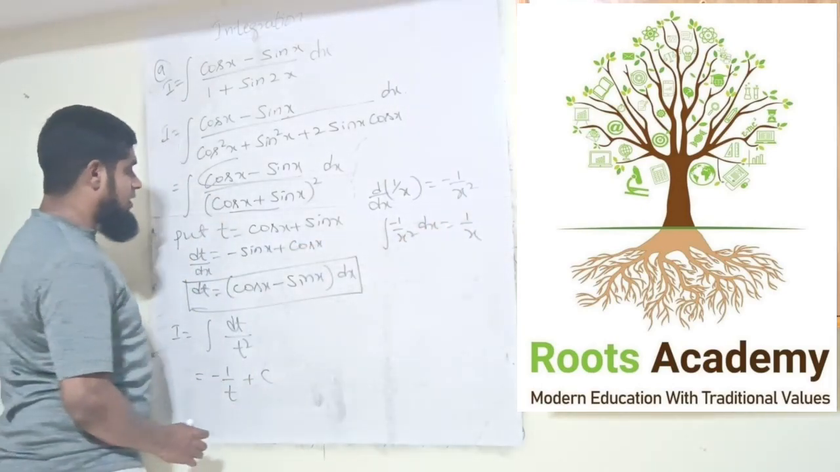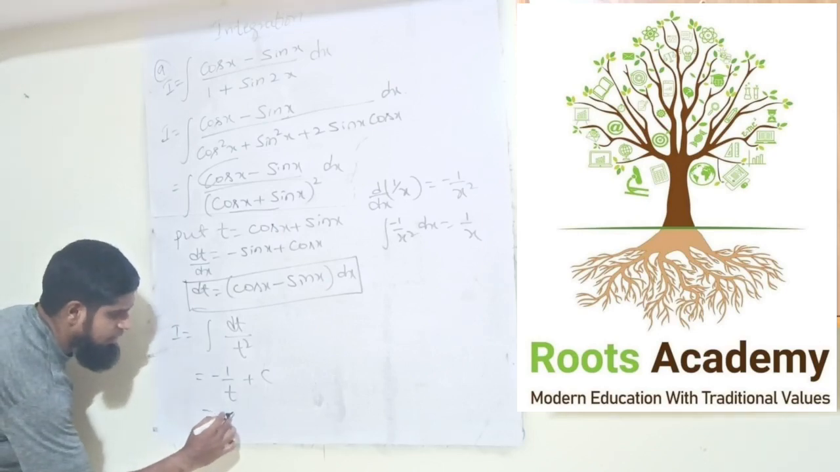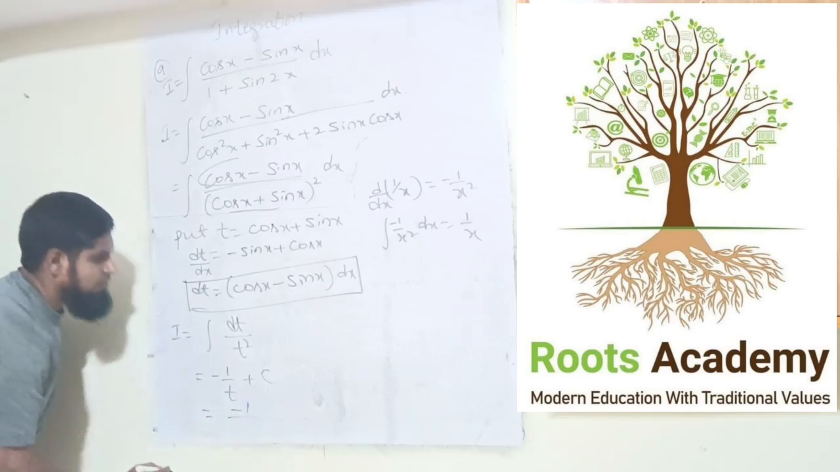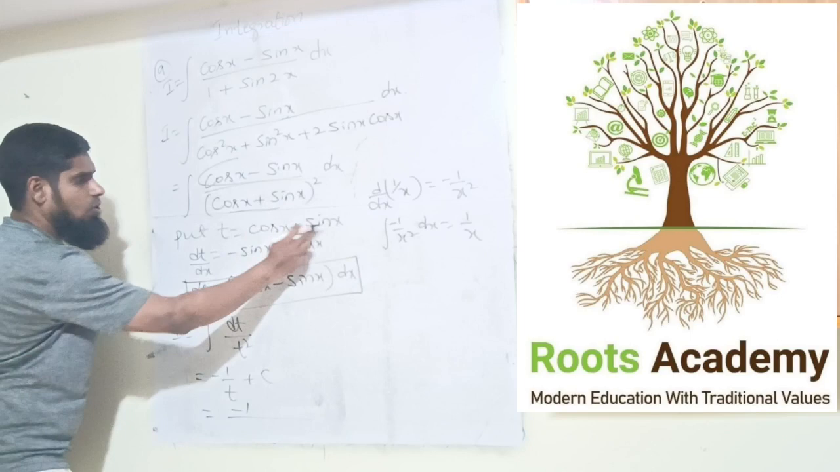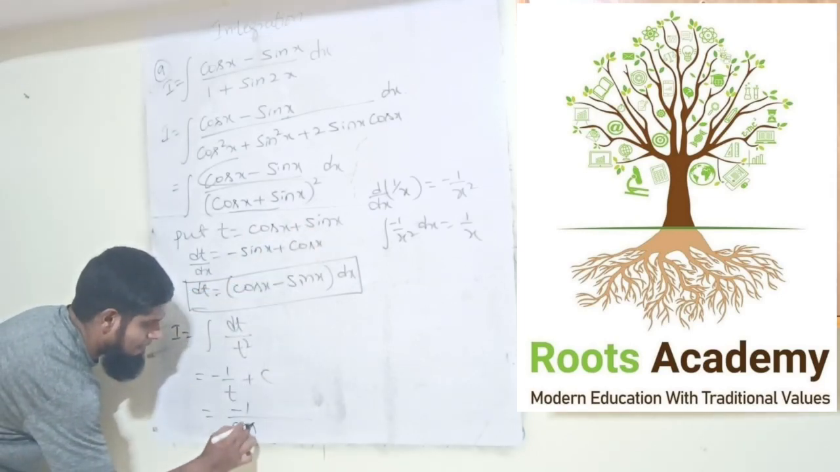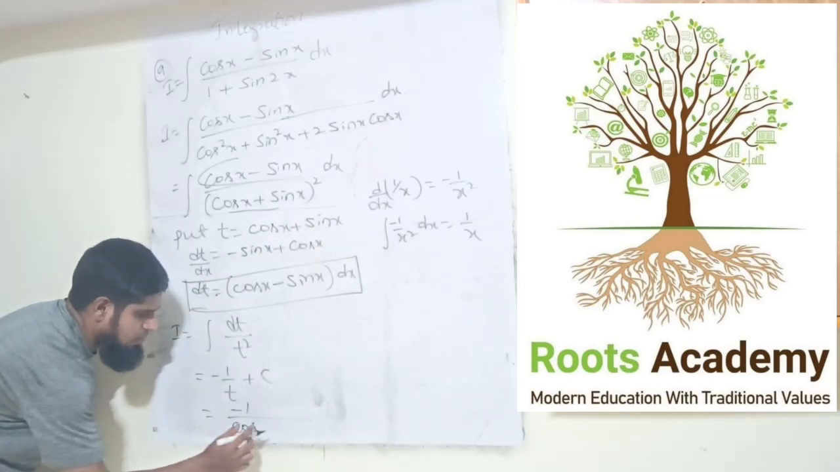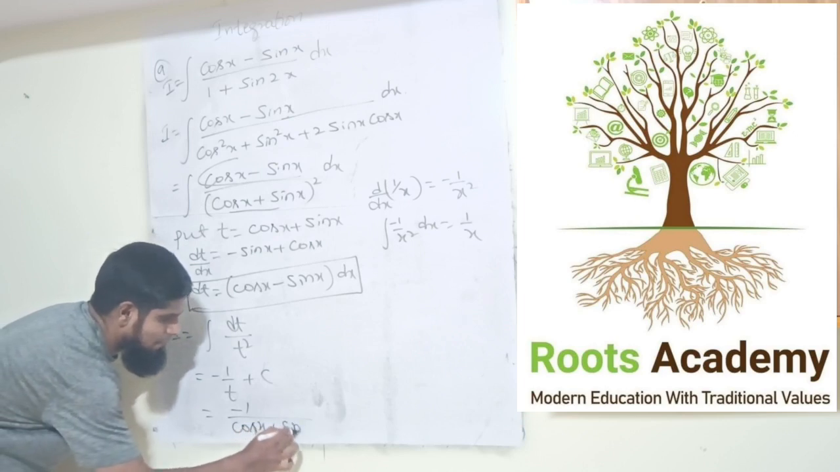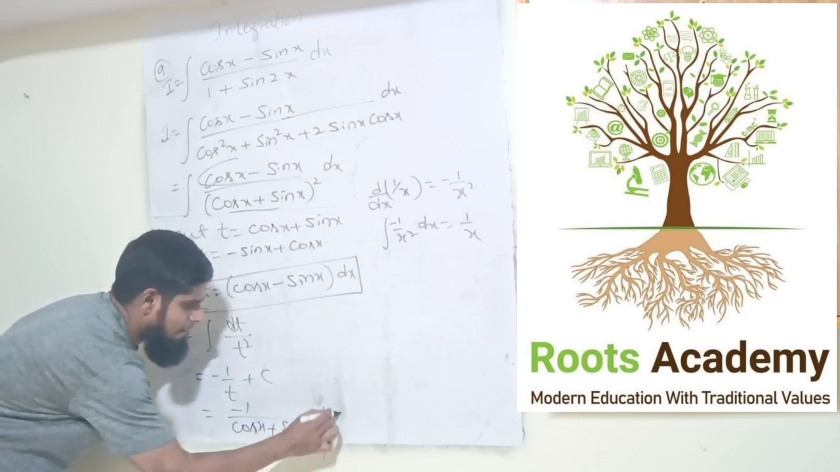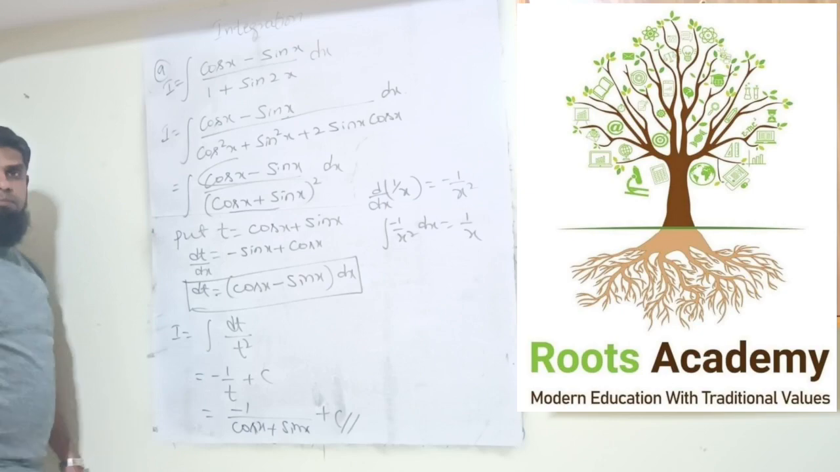Now what is the value of t at the end? At the end it is minus 1 whole divided by t, where t is cos x plus sin x. Cos x plus sin x, plus c.